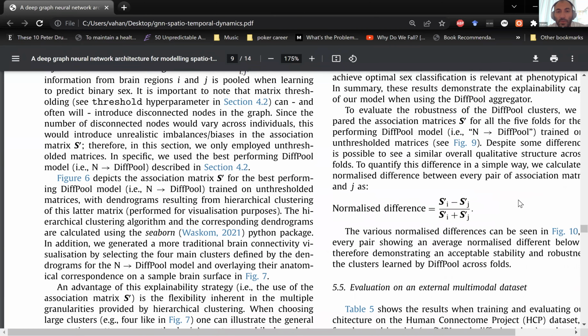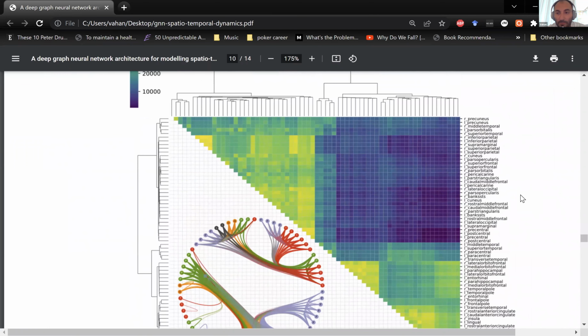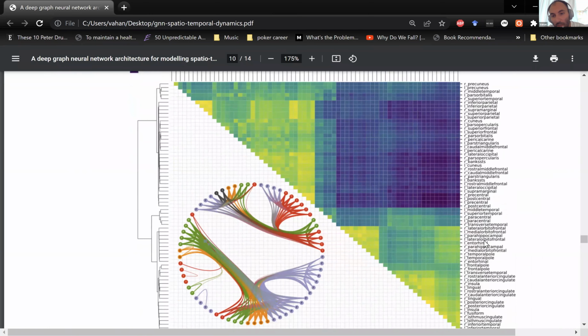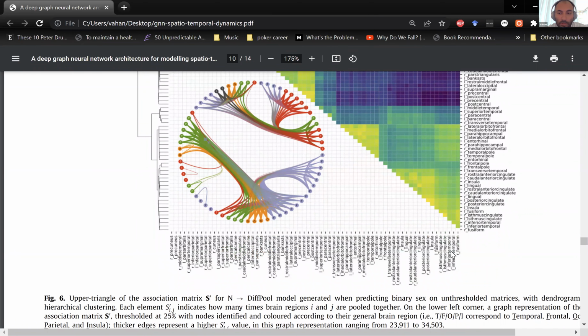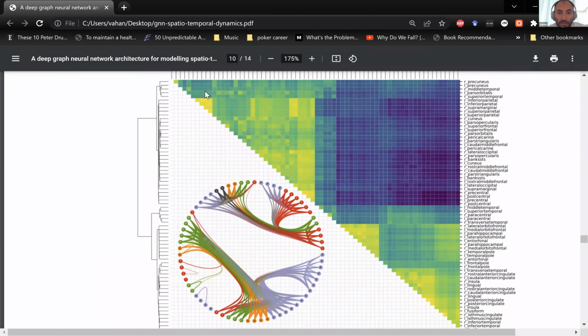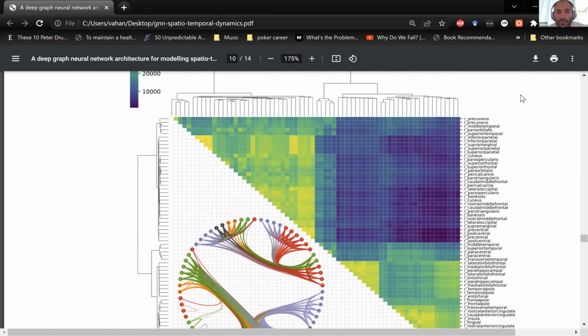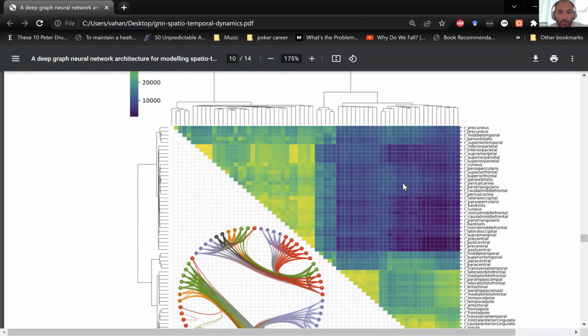I like this one, this explainability. So basically they use a hierarchical clustering. And as you can see here on the right, and on the bottom, the upper diagonal matrix represents it's an explainability thing, basically saying higher numbers. So you can see that yellow gets higher, meaning that that region of the brain is more important for this specific task.